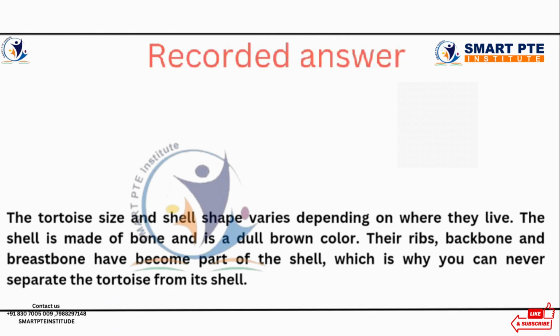The tortoise's size and shell shape vary depending on where they live. The shell is made of bone and is a dull brown color. Their ribs, backbone and breastbone have become part of the shell, which is why you can never separate the tortoise from its shell.